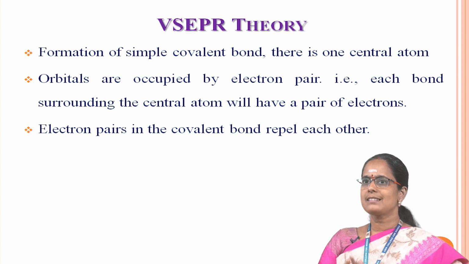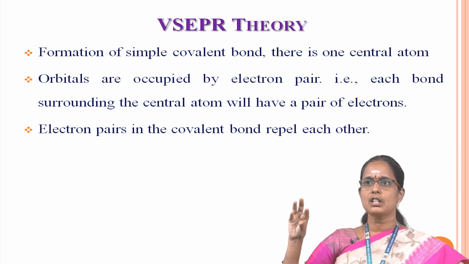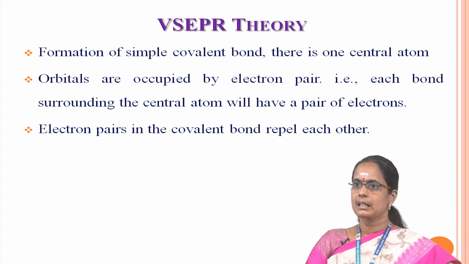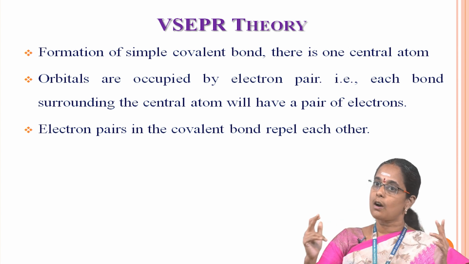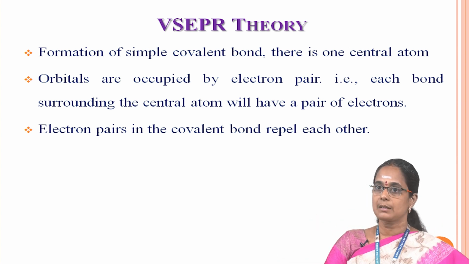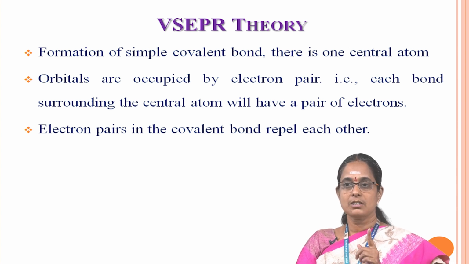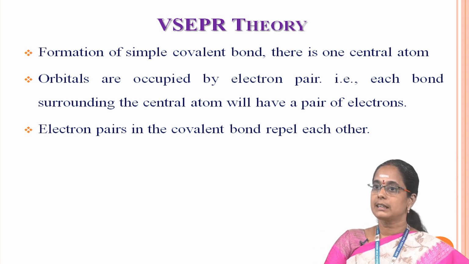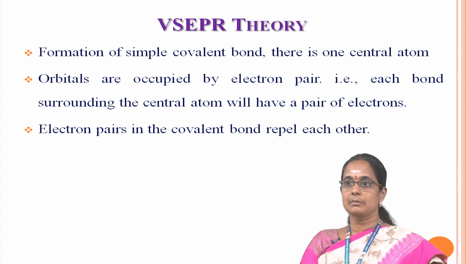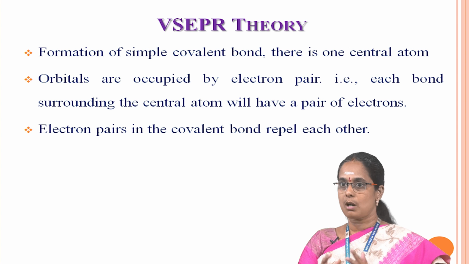That is the first postulate. Now let us see the first postulate. In the formation of a molecule of water, the central atom oxygen forms two covalent bonds with two hydrogen atoms. Similarly, in ammonia, NH3, nitrogen is the central atom. In methane, CH4, carbon is the central atom. So, it will be surrounded by one or more covalent bonds.